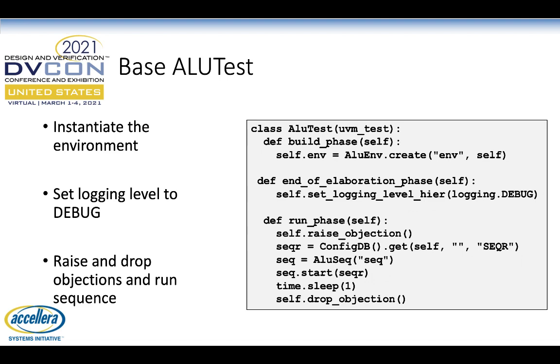Here's a test, the ALU test. This is the base test. We're going to have a CocoaTB version of the test that extends this and a Python version. But the base test builds the environment. It sets the logging level to debug. And then we saw this before, it raises the objection, gets the sequencer, creates a sequence, starts the sequence, and then after the sequence is done, waits for a second to let the last transaction finish and does a drop objection, which now you know will go and let all of the FIFOs shut down.